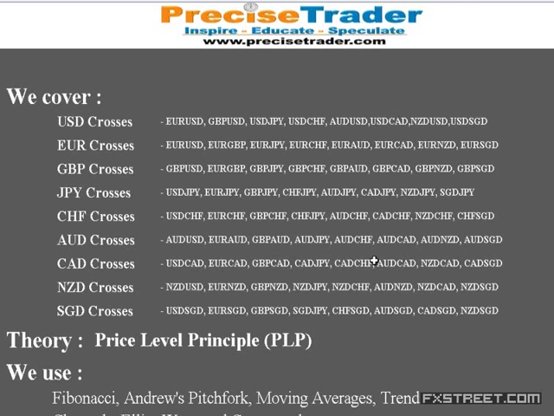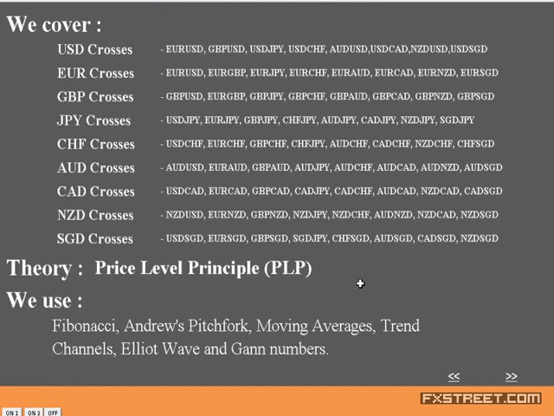Basically, how we do it is we use a theory called the price level principle, or PLP in short. This is a system which we have developed over the years. In fact, we have been working on this system aggressively for the last 8 to 10 years, but the system was developed more than 12 to 15 years ago. It uses Fibonacci, Andrews pitchfork, moving averages, trend channels, Elliott wave, and Gann numbers.